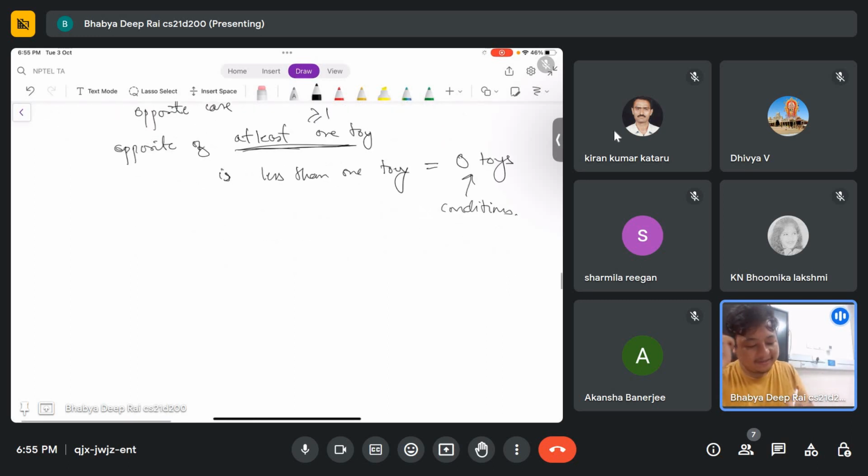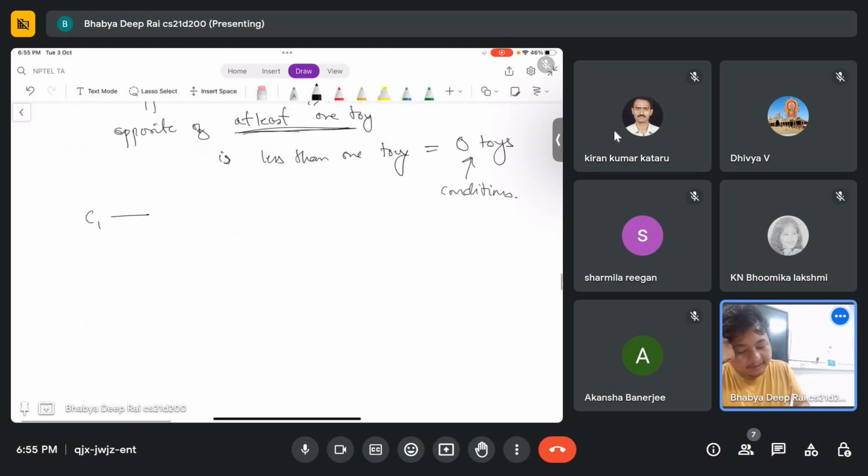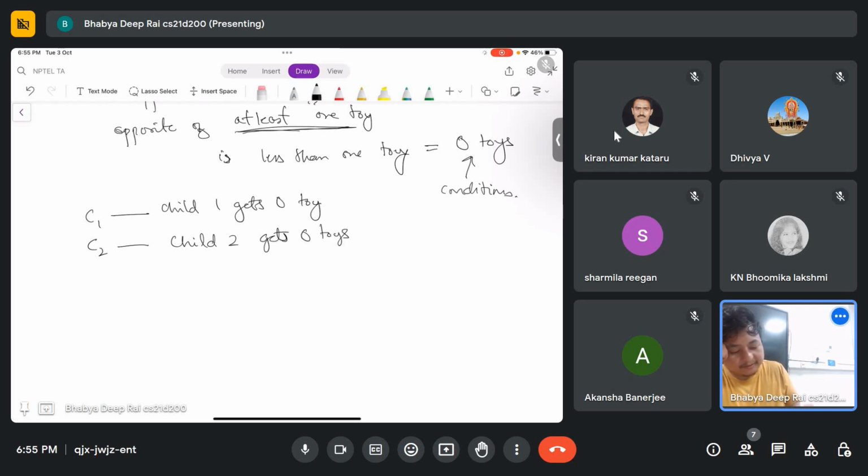So these are our conditions, 0 toys. So what do I mean by this is the condition? C1 will be, okay, how many children are there? There are 3 children. So C1 is child 1 gets 0 toys. C2 is child 2 gets 0 toys. C3 is child 3 gets 0 toys.